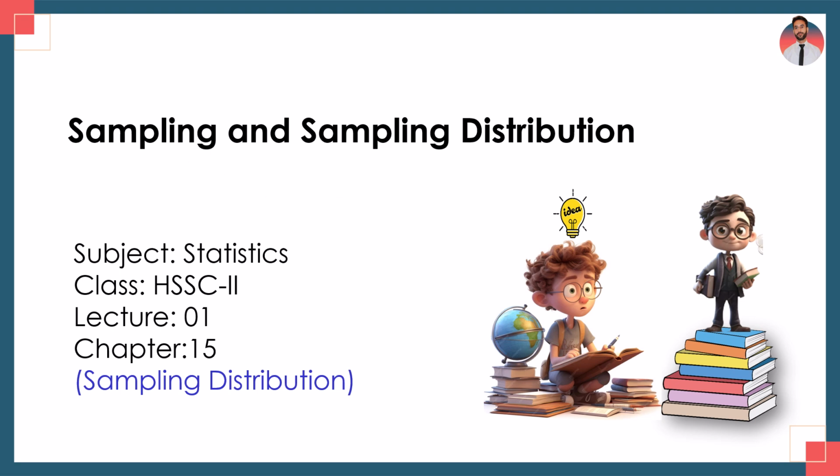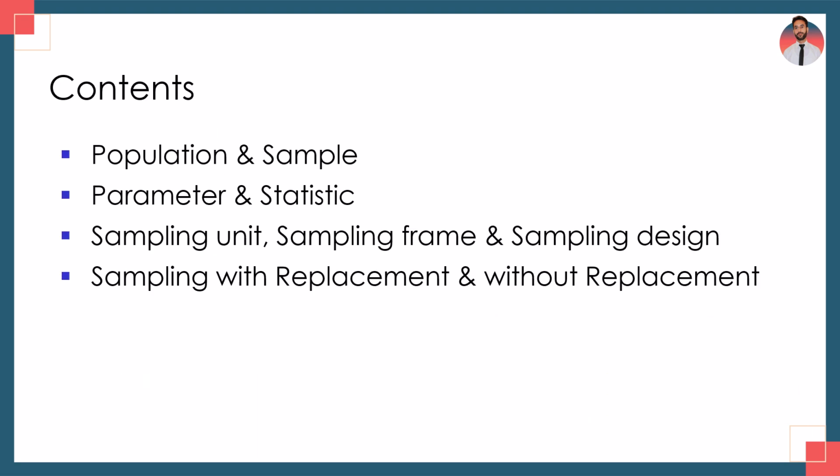Let's start the topic, sampling and sampling distribution. In the contents of this lecture, I will discuss some important terms of this chapter. First of all, I will discuss population and sample. In the second point, I will discuss parameter and statistics. In the third point, sampling unit, sampling frame, and sampling design. And the last point is sampling with replacement and sampling without replacement. These are the terms under discussion in the introduction of this chapter.